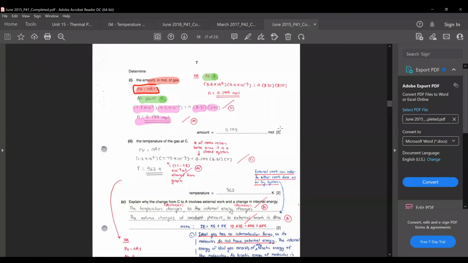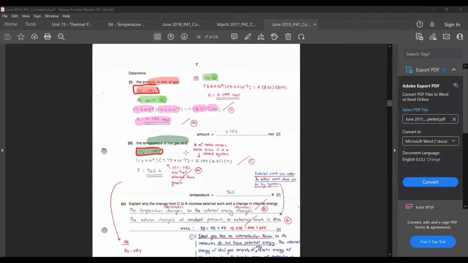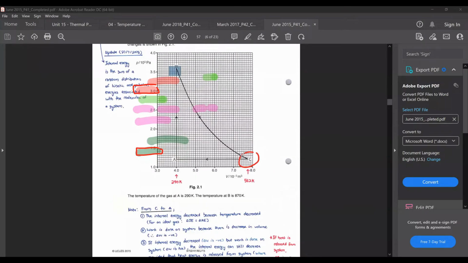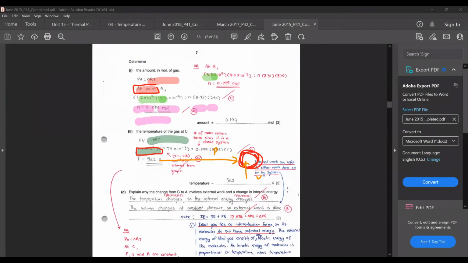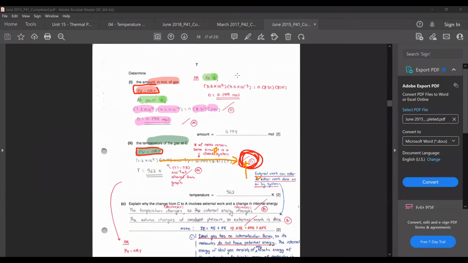Either one will do. Then the last thing they'll ask you is to find out the temperature of the gas in C. Again, you can still use PV equals nRT. Point C is here. You know the pressure. You also know the volume. What you want to find is the temperature.